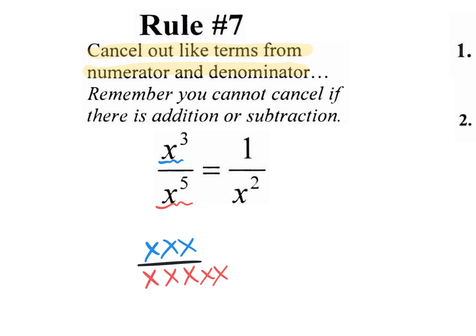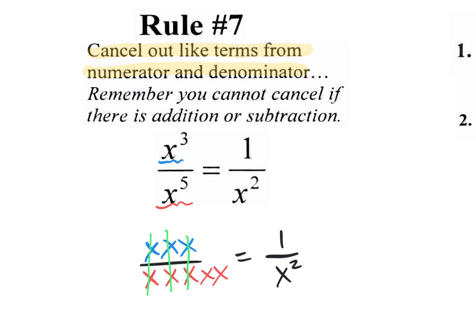And of course, we're going to cancel this x with that x, this x with that x, this x with that x, which means that the final answer is, since there's nothing left up on top, you put a 1, and you do have 2 x's left over on the bottom. So that's why this answer is 1 over x squared.